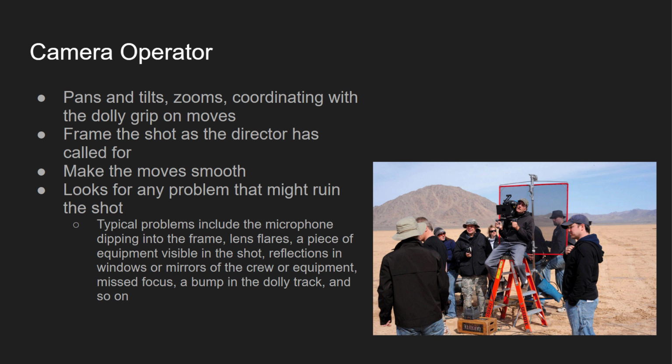And they look for any problems that might ruin the shot. This could be anything from a boom that's hanging down in the shot, or reflections, or a bump in the dolly track, and so on. They have to look out for that, and they have to let the appropriate person know if that was visible in the shot. A lot of times the director will not catch something like that, they're really focused on what the actors are doing. And if there's a bump in a dolly track, say, then they just might not even register it at the time that it happens. It's up to the camera operator to say, listen, that last take had a bump in it. Let's look at it real quick to make sure that it's okay.